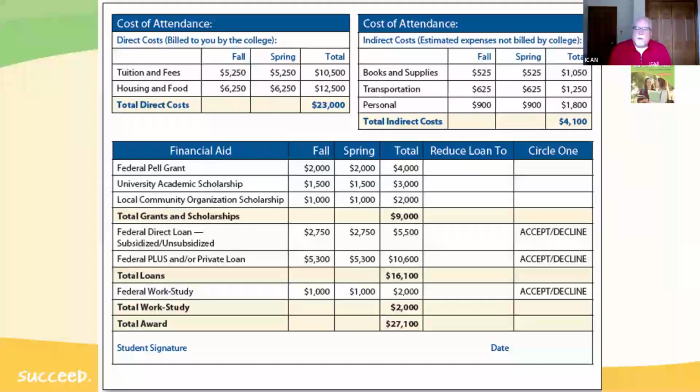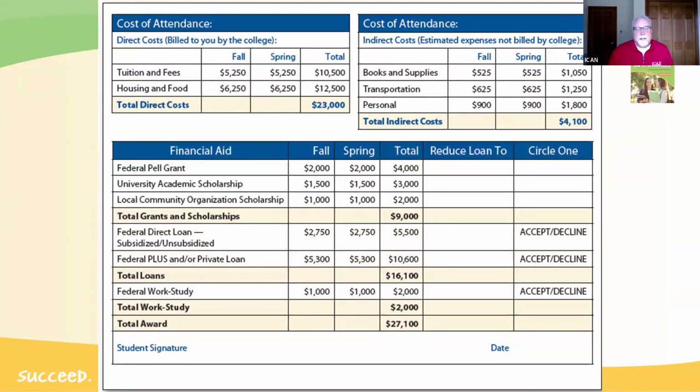So let's add the total cost together though. So we've got 23,000 on the upper left. We've got 4,100 for indirect costs. That total equals $27,100. Now, if you bring your eyes down to the bottom of the screen, you'll notice that it says total award $27,100. So somebody at a glance might say, well, the cost is 27,100. They're awarding 27,100. It looks like a full ride. That's great. They're paying for everything.